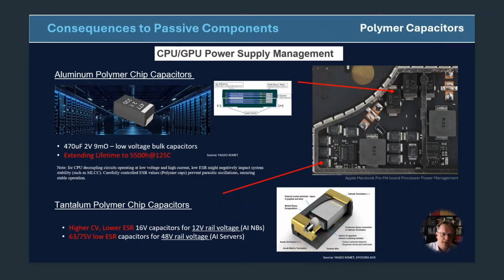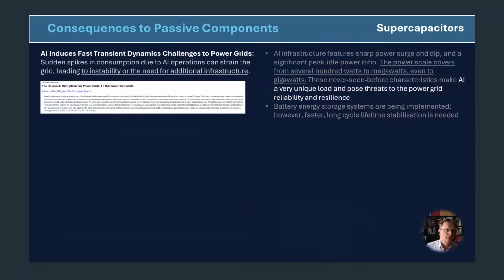The 12 volt line is usually stabilized using tantalum polymer chip capacitors, which are now ready to transform to 48 volt with the availability of new high CV, 63 and 75 volt, low ESR capacitors. On the low voltage aluminum polymer side, we can see extension of lifetimes of such capacitors, and such capacitors, of course, offer very high stability of capacitance with temperature and with time.